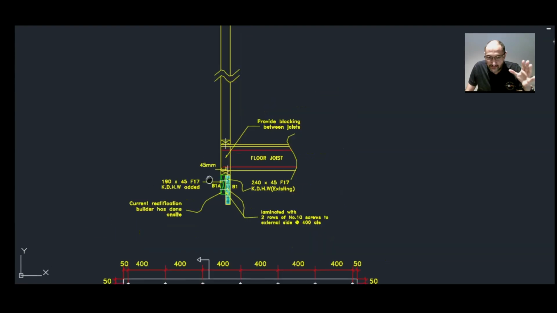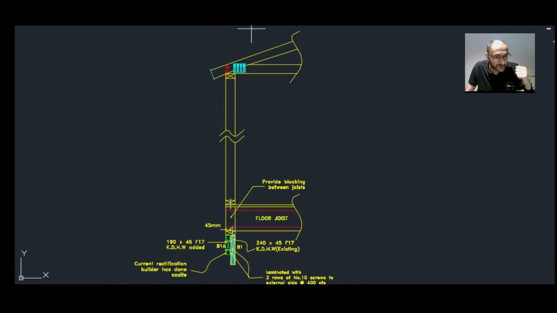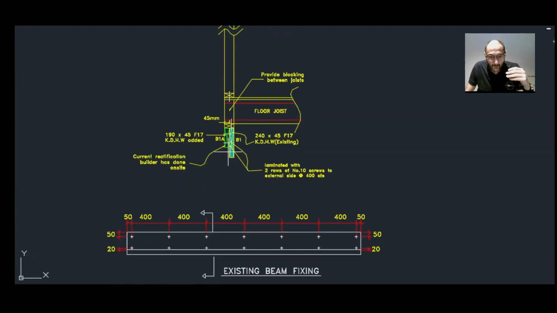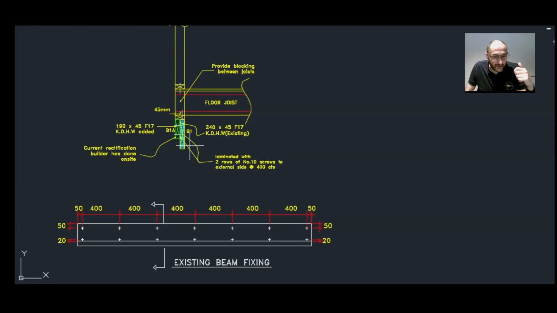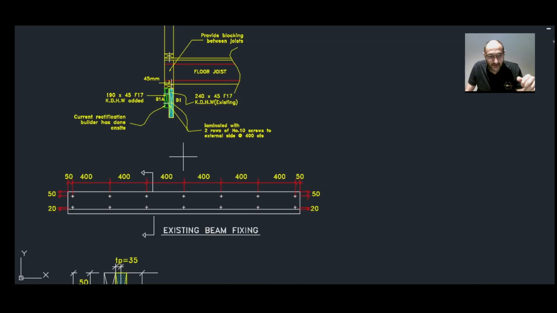Now B1 is a floor beam where it supports floor joists, upper wall loads, and tiled roof loads. After the building surveyor conducted a frame inspection, he noticed that the guys on site installed a single 240 by 45 F17, which is also a KD hardwood, which left a 45mm overhang, but then later on they laminated a single 190 by 45 F17 B1A from the outside under that overhang.